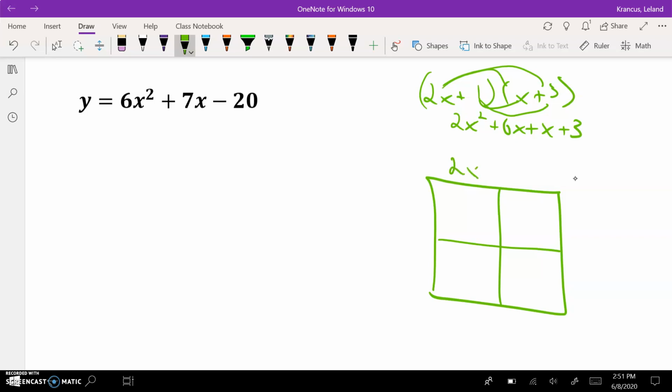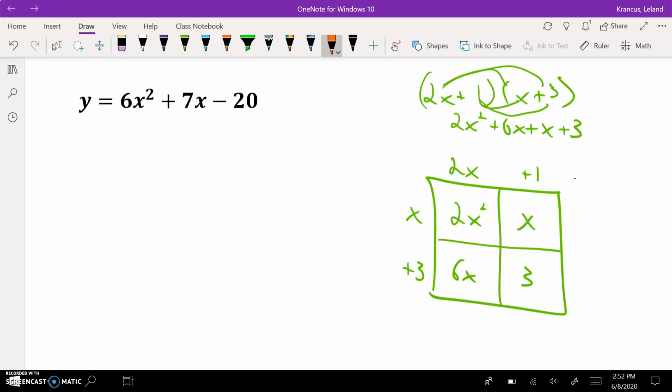So you would have 2x and your plus 1, and you would have your x and your plus 3. And notice those four terms end up in your four boxes. You're doing 2x times x goes in this box, x times 1 goes in this box, 2x times 3 goes in this box, and 1 times 3 goes in that box. So if you add those all together, 2x squared plus x plus 6x plus 3, and simplify it, you have your standard form equivalent expression.